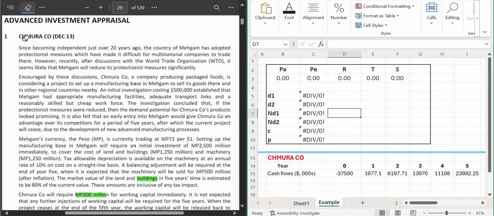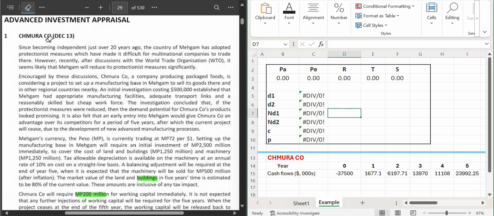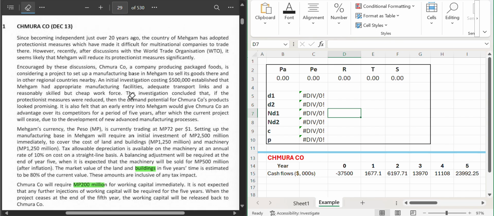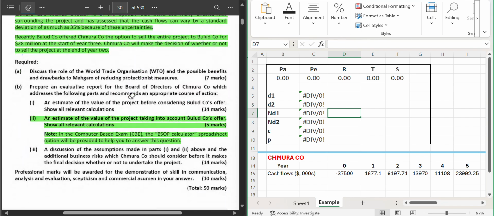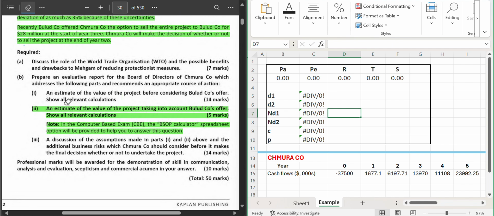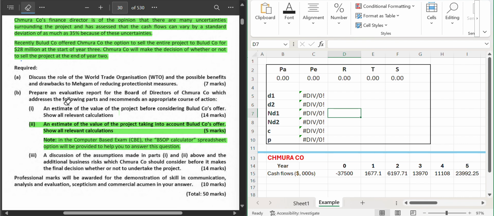I have taken this example. This is the very first example. I'll say this C company. There are basically two requirements. The first one is related to calculating the NPV. I am assuming that you already know how to calculate the NPV, and I'll show how you can calculate the BSOP value. So let's read the second requirement: an estimation of the value of the project taking into account the bullet company offer, showing all the relevant calculations.